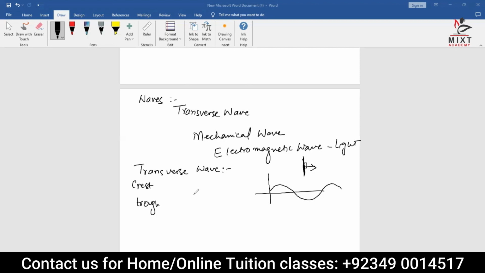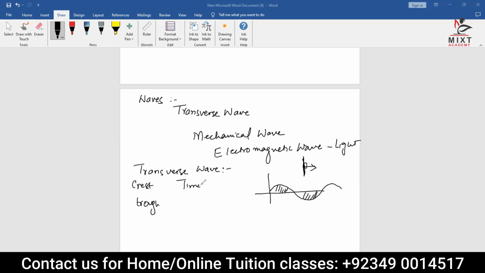What is crest and what is trough? Yes. What is crest? Yes, Armina, you tell me. What is crest? Or Yamna, you? Any one of you, what is crest and trough? Yes, hello, Armina. Asjad, Yamna. Crest is the upper part from the mean position. Trough is the lower part from the mean position in a wave.